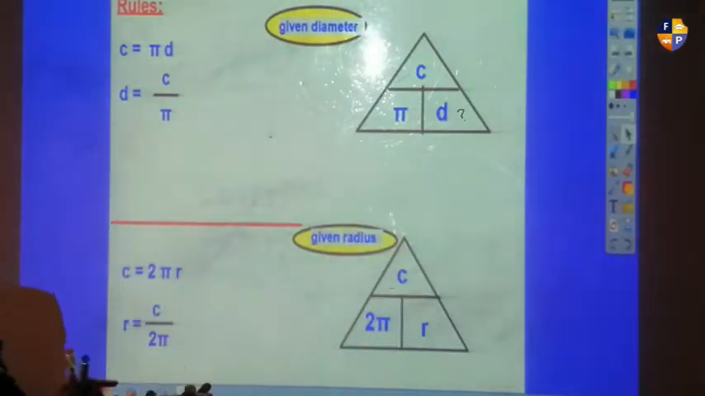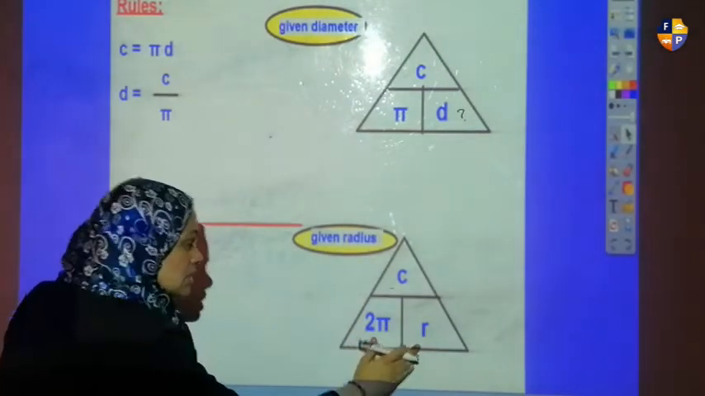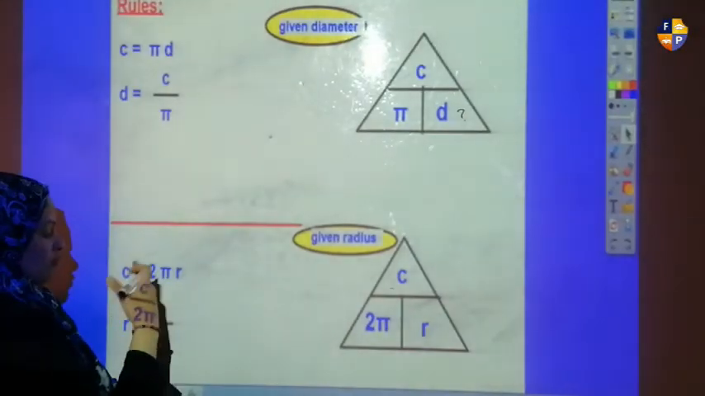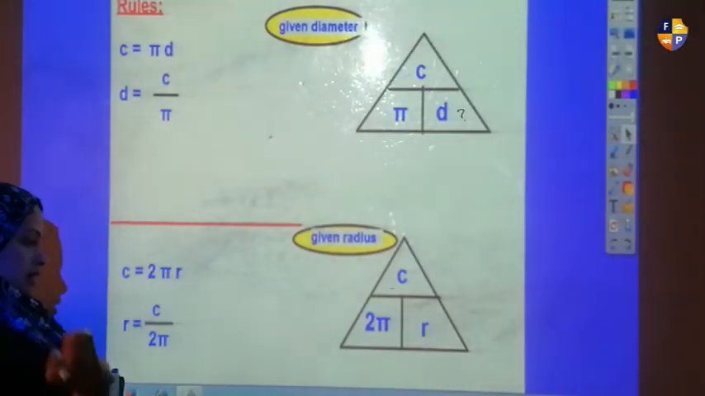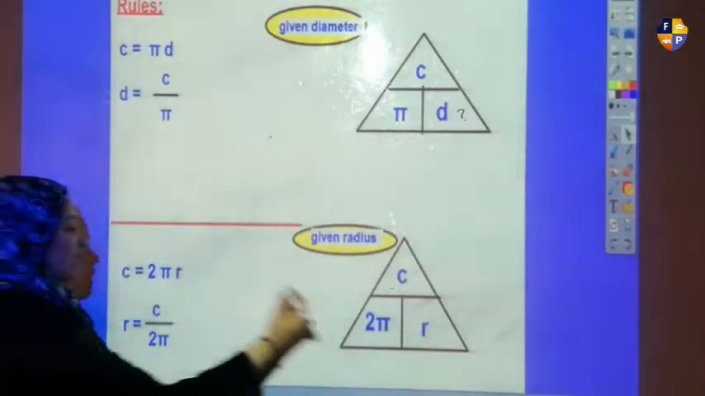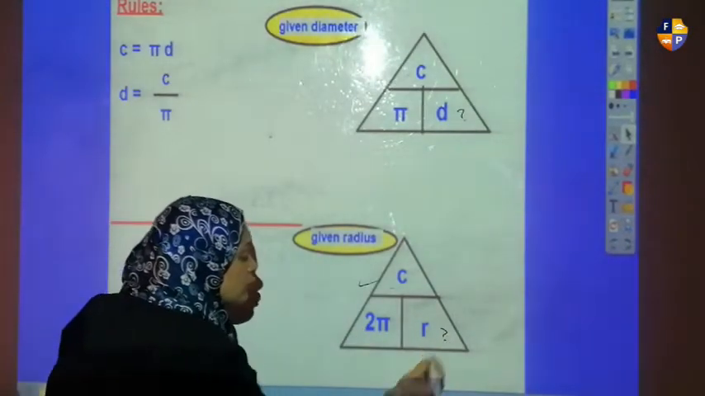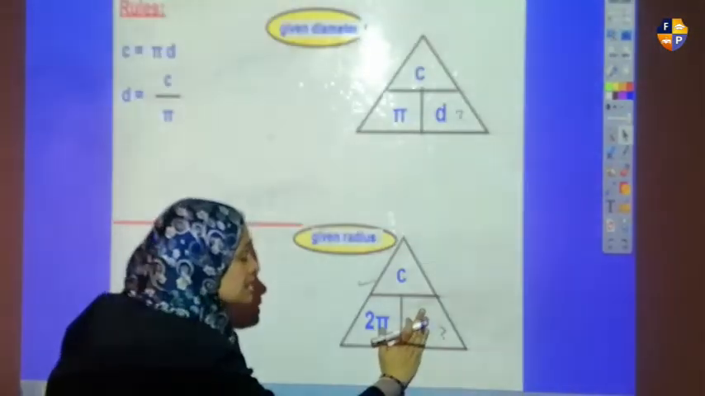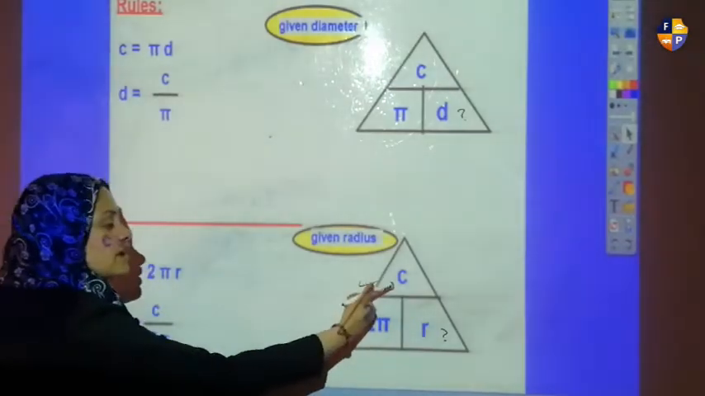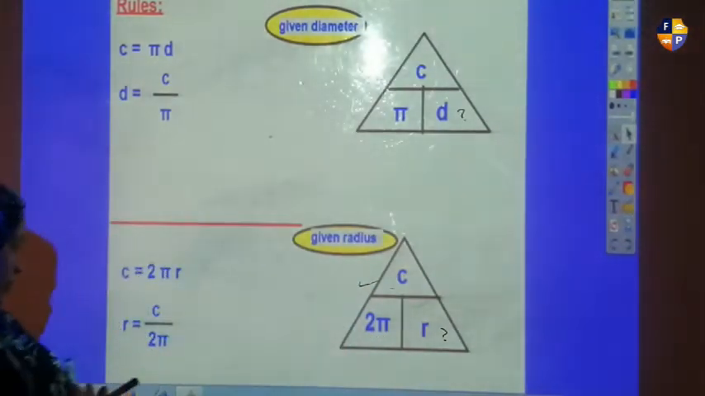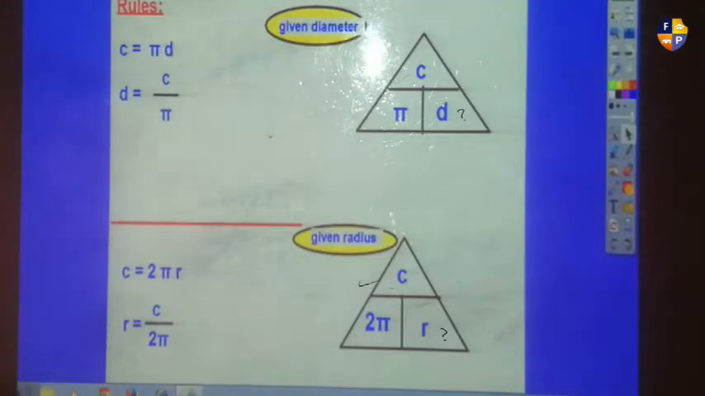The same case applies to the radius. We said before that the circumference has another rule: instead of pi multiplied by d, we use 2r, so 2 pi r. When he gives me the circumference and wants me to find the radius, I will hide the radius, and after that divide the circumference by 2 pi.